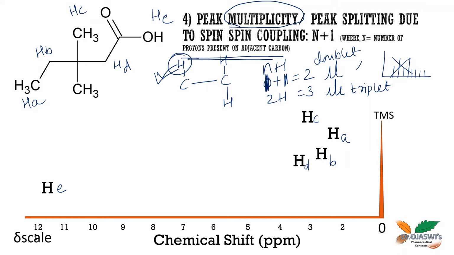And intensity: why have I drawn the doublet like this, and the triplet like this? So this intensity is 1 is to 2 is to 1. If there is a quartet, I will draw the quartet like this, 1 is to 3 is to 3 is to 1. So the intensity of the peak is based on Pascal's triangle.